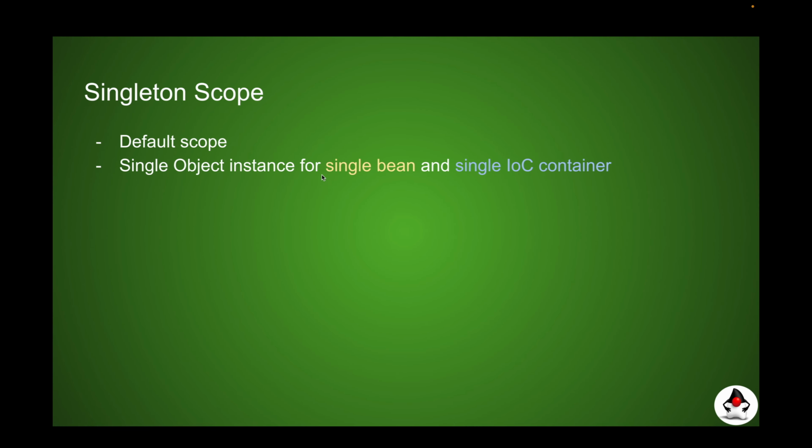That's why I highlighted single bean here. If you have multiple bean definitions, then there will be multiple instances of that class. So singleton scope is not the same as a singleton instance of a class, but it is the same as a singleton instance for each bean definition and each Spring IOC container.